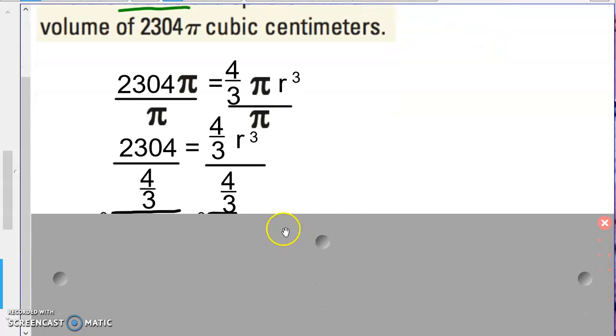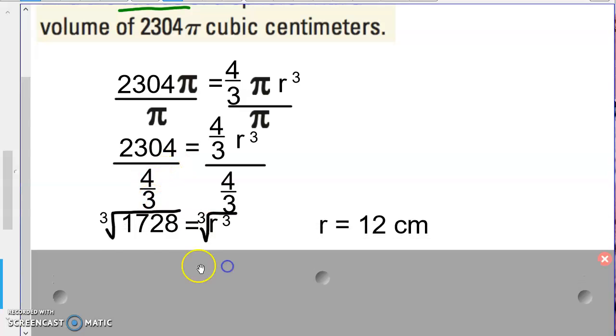Now again, if you have a fraction key, it makes it a little bit easier. But if you don't, you can get the same answer by taking 2,304 times 3, and then dividing it by 4. That's just using the reciprocal and multiplying by the reciprocal. But if you have a fraction key, 2,304 divided by 4/3 should give you an answer of 1,728. And that, since the 4/3 canceled, should equal r to the third power.